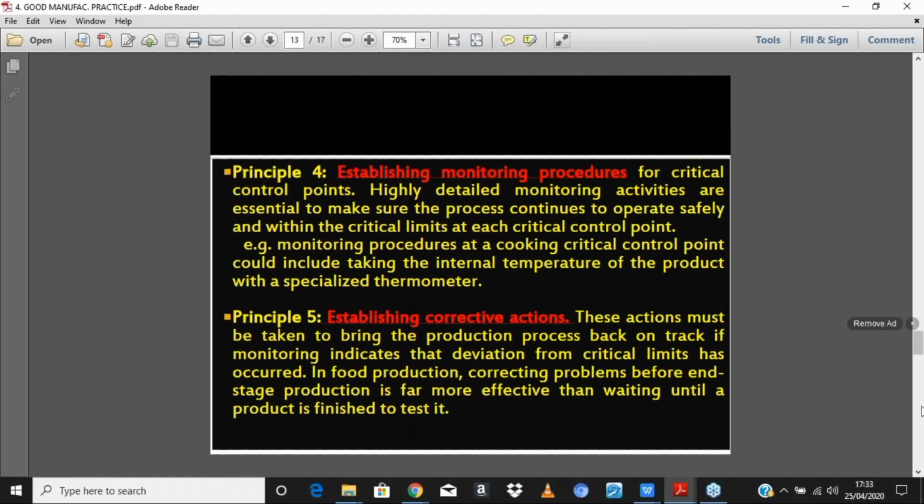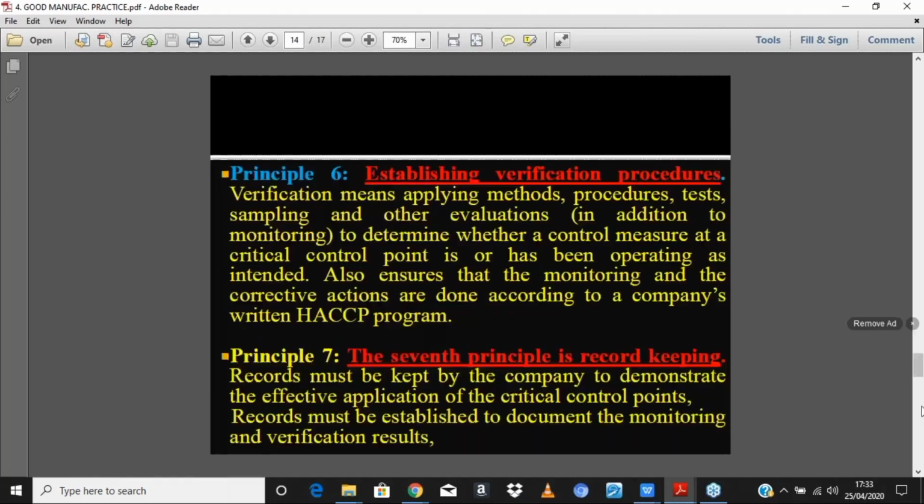Establish corrective actions, where you need to make certain changes. Then you verify. Verification means, is it okay? You carry out tests on whatever you wanted to deal with, the microorganisms, the chemicals: have they been taken out of the food? You carry out laboratory tests to see it's okay. Then the last principle is record keeping.